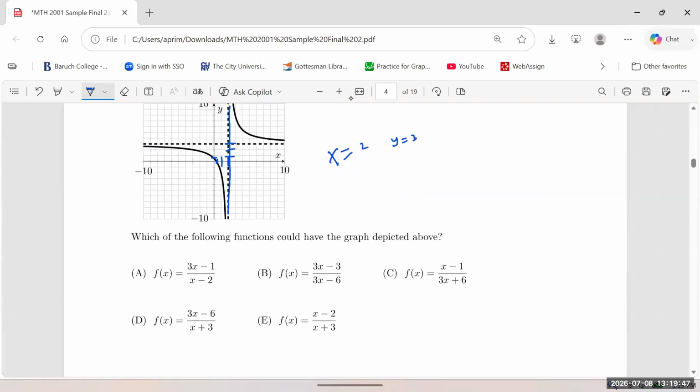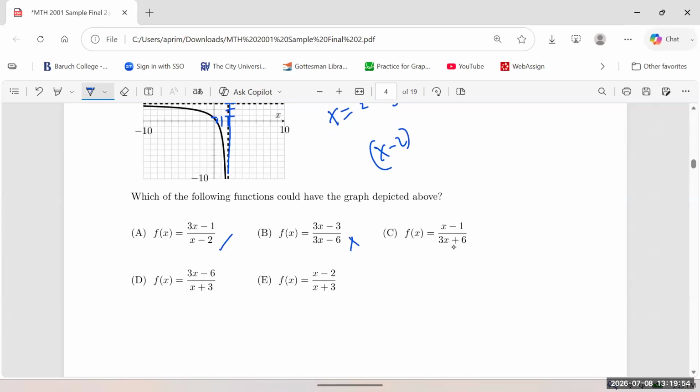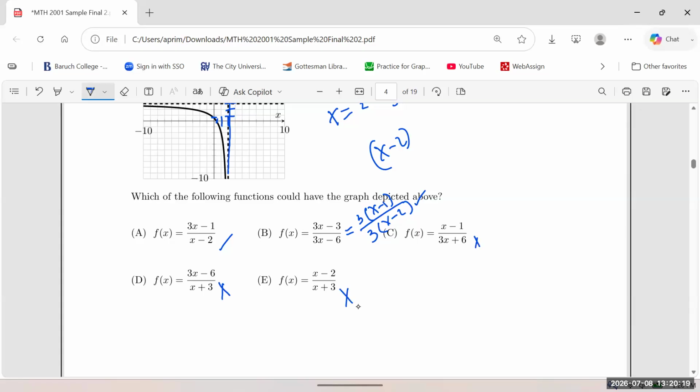Okay, so vertical asymptote tells us we have x minus 2 on the bottom, right? So x minus 2, not this. Oh, no. X minus 2 after simplifying. So when you simplify this, we get 3 times x minus 1 over 3 times x minus 2, right? So this is also a candidate. This is x plus 2, not a candidate. X plus 3, not a candidate. X plus 3, not a candidate. So you have 2 candidates.